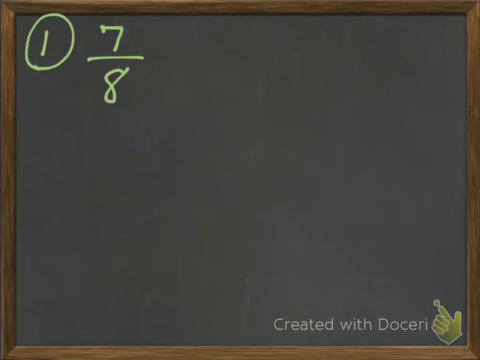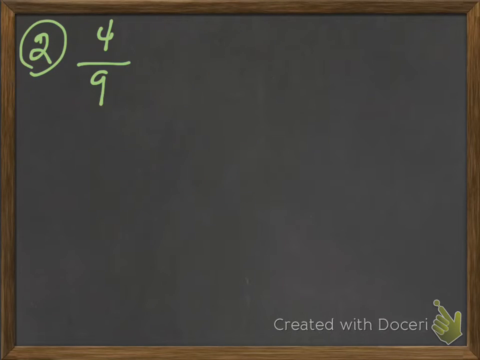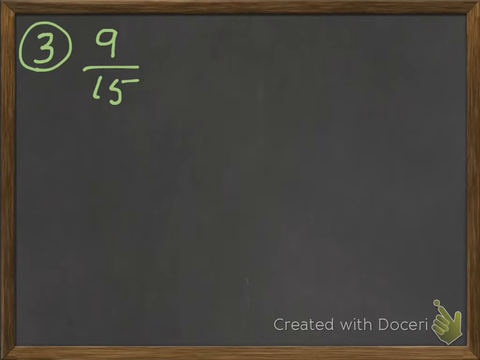Okay, you could do it in the division box also. If you wrote 7 divided by 8, and then you wrote the expression 7 divided by 8, that is correct. Number 2, write 4/9 as a division expression. If you wrote 4 being divided by 9, and then continue to write 4 divided by 9, then you are correct. 4 divided by 9.